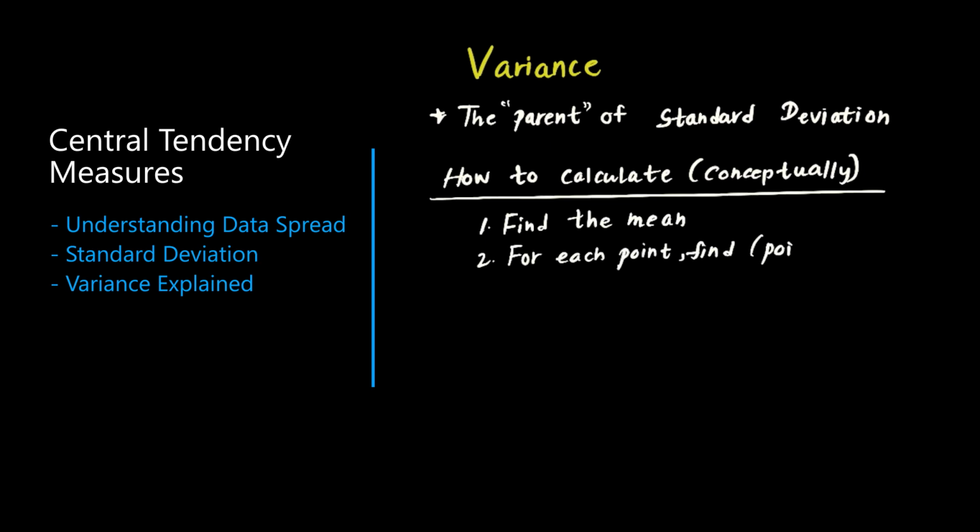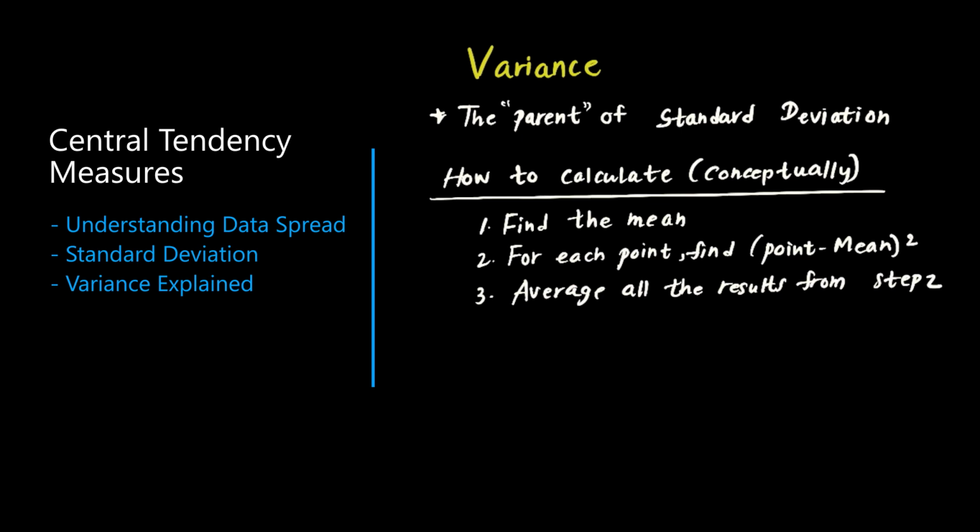Why do we square the differences? 2 reasons. First, it gets rid of any negative numbers, so a point below the mean contributes just as much as a point above the mean. Second, it gives much more weight to outliers. A point that's far from the mean, when squared, becomes a huge number and has a big impact on the variance.